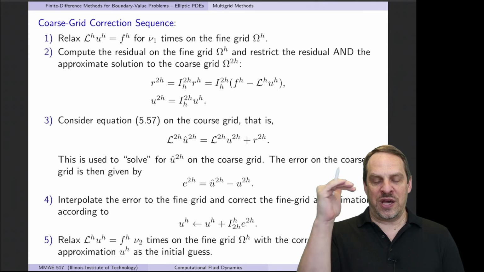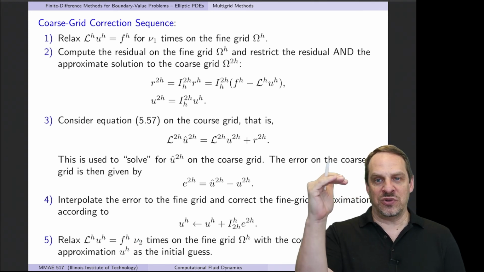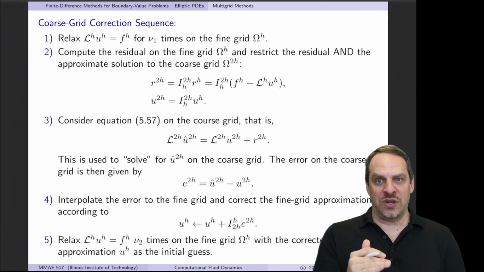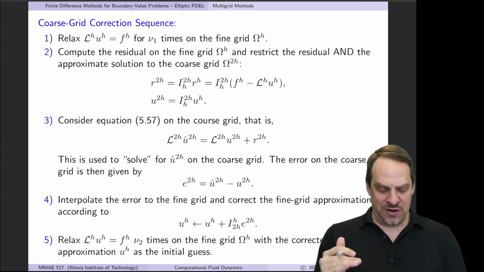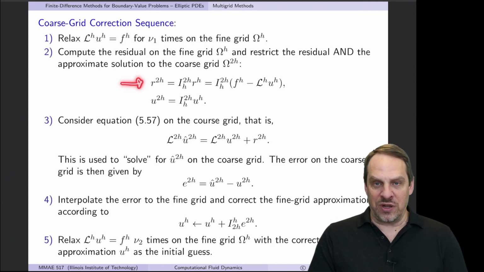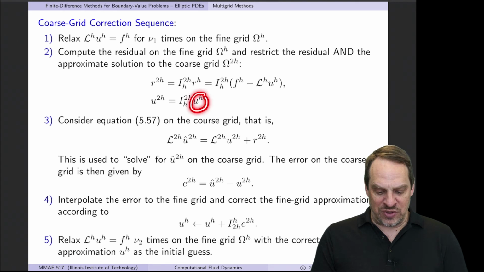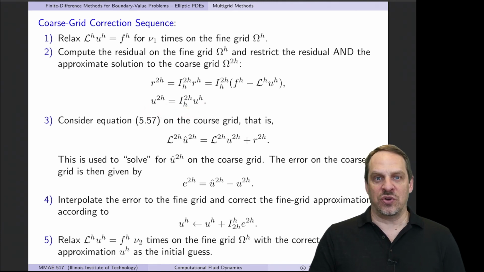Remember before, we would calculate the residual on the fine grid. We would restrict that residual to the coarse grid and use that on the right-hand side of the error equation. So we do that here as well, but we also need to restrict the solution U itself. So we have the solution U on the fine grid. We use the restriction operator to restrict that down to the solution on the coarse grid. So now we have the residual and U on the coarse grid.